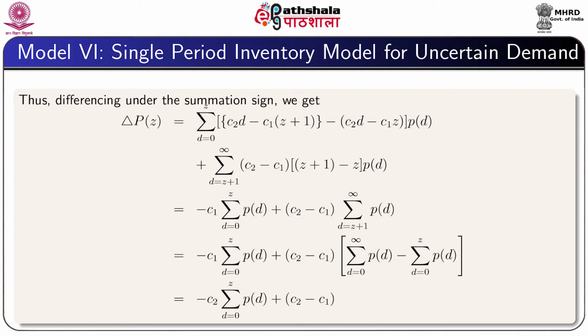Thus, differencing under the summation sign, we get ΔP(z) equal to summation D equal to 0 to z (C2 D minus C1) into (z plus 1 minus D), minus (C2 D minus C1 z) whole into P(D), plus sigma D equal to z plus 1 to infinity (C2 minus C1) whole into (z plus 1 minus z) whole into P(D). After some simplifications, we get ΔP(z) is equal to minus C2 into summation D equal to 0 to z P(D) plus C2 minus C1.